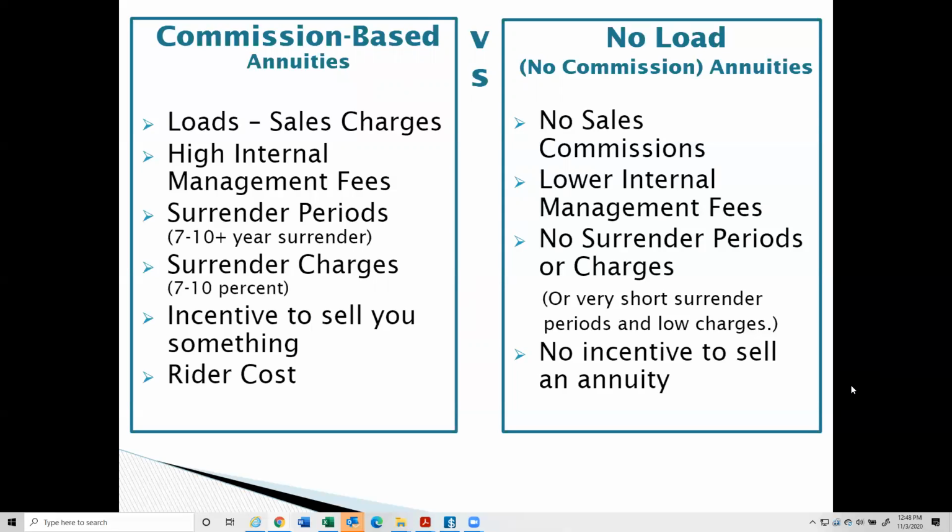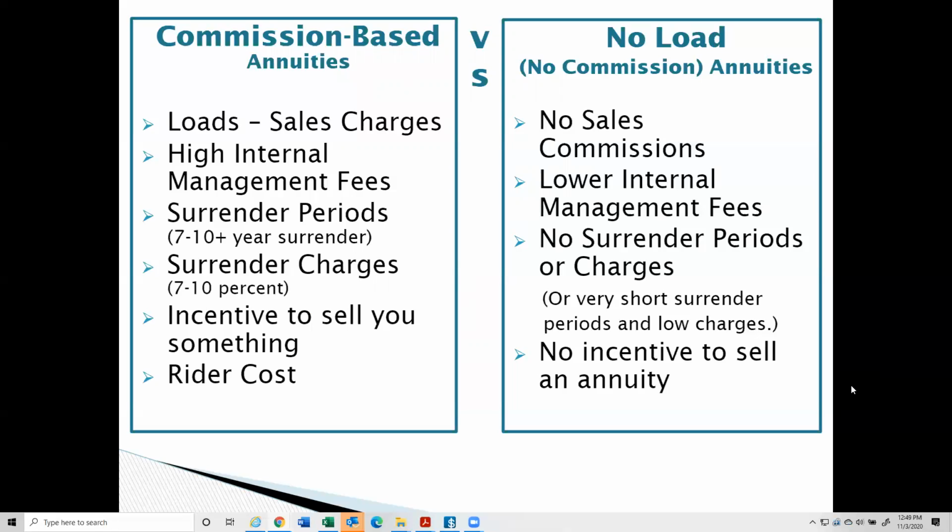And then there are all types of riders that you can add, which also increase the cost. So in these commission-based annuities, you might have 4 to 5% in total annual management fees throughout the year. Your hurdle rate, or your rate of return, has to exceed 4 to 5% before you start making money inside of these annuities.